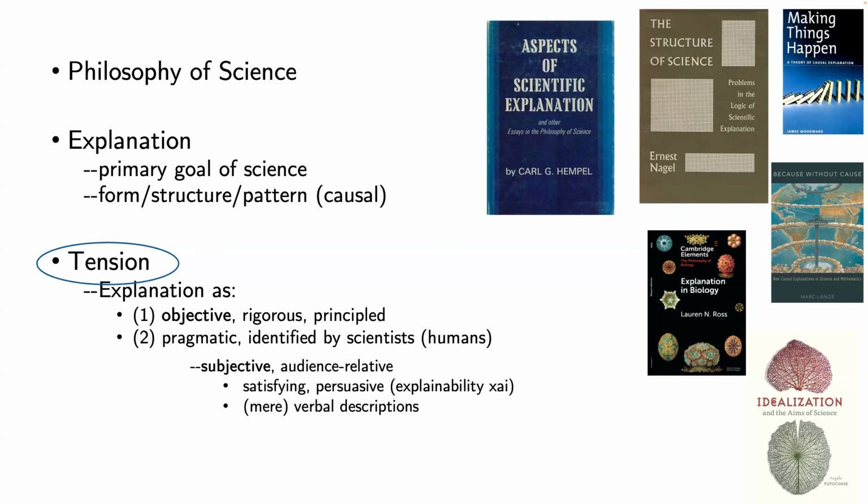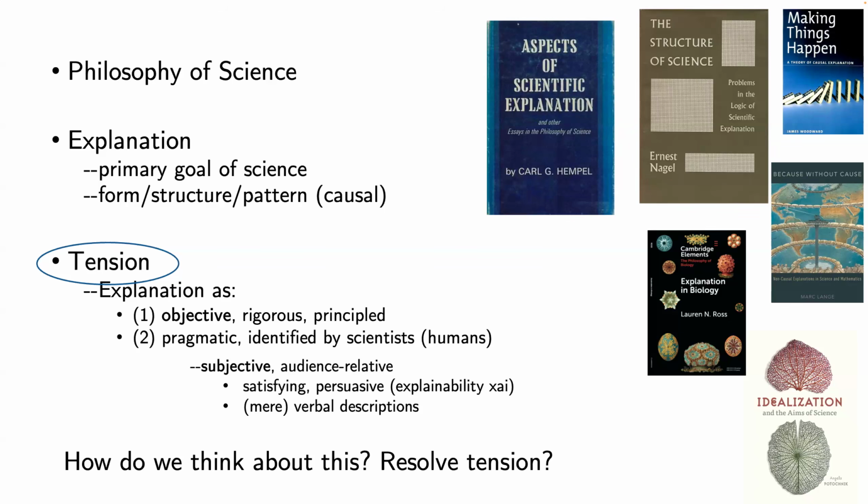So there's a kind of tension at the very least between how to think of explanations as having an objective character and whether they have a subjective character as well. So how do we think about this? How do we resolve this tension? Part of what I'm going to suggest is a way of understanding that pragmatic feature of explanation that doesn't involve this highly audience relative, subjective notion.